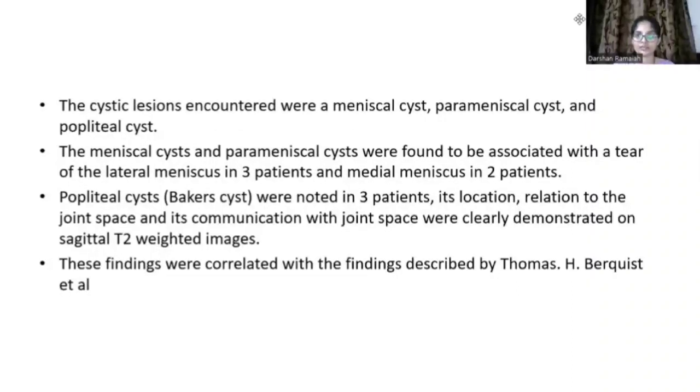The cystic lesions encountered were the meniscal cyst, parameniscal cyst, and popliteal cyst. The meniscal cyst and parameniscal cyst were found to be associated with a tear of the lateral meniscus in 3 patients and the medial meniscus in 2 patients. The popliteal cyst, nothing but the Baker cyst, was found in 3 patients. Its location, relation to the joint space, and its communication with the joint cavity were clearly demonstrated on the sagittal T2 sequence.